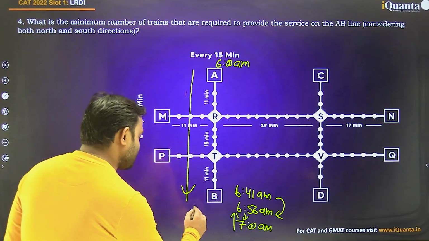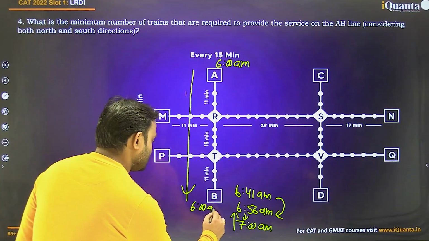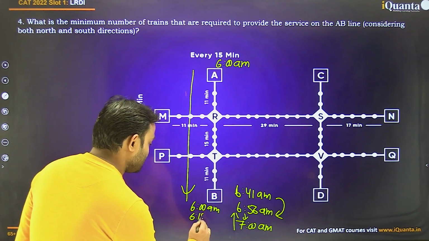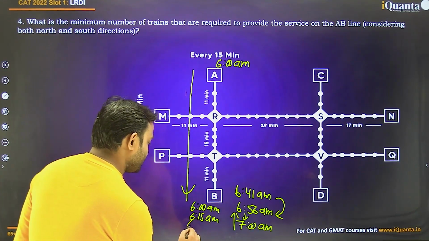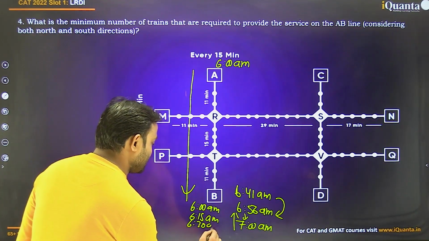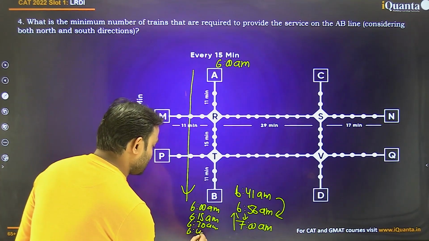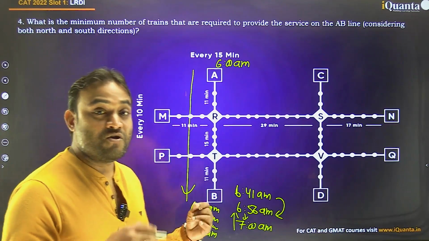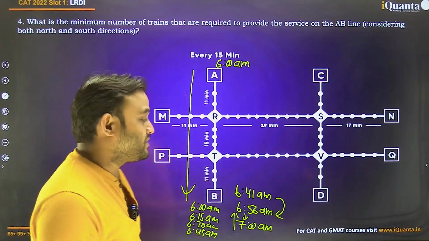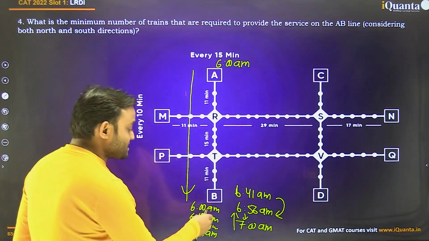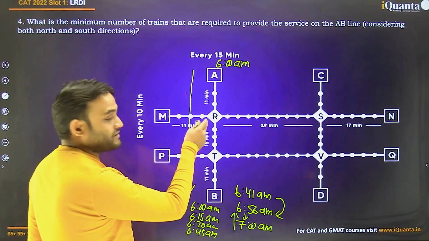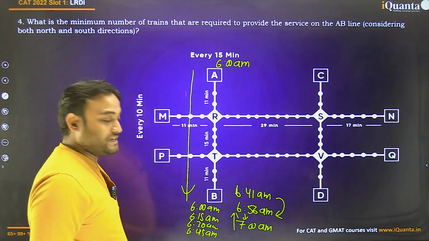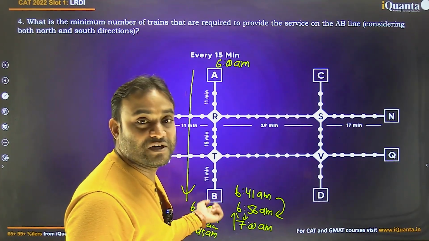But what happens to the 6 a.m. train? There has to be a train for 6 a.m. There has to be a train for 6:15 a.m. There has to be a train for 6:30 a.m. There has to be another train for 6:45 a.m. Now there is no need of an extra train because whatever train has reached here will be ready to leave at 7 a.m. So 4 unique trains are needed at this terminal station.